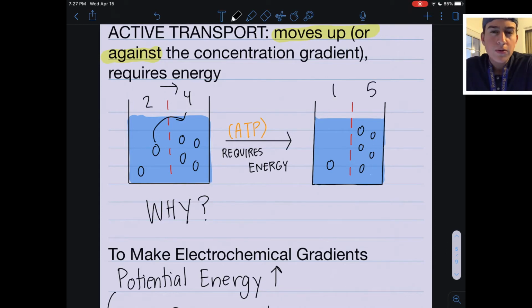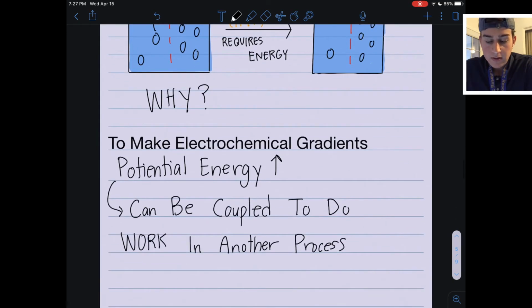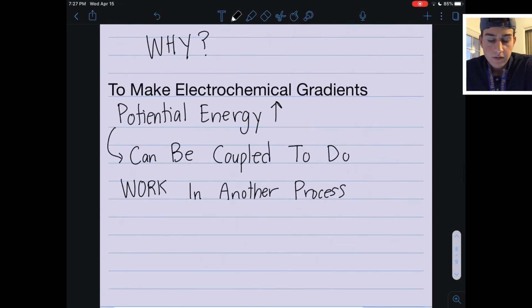But why? Why would we want to do that? That doesn't make any sense. The reason why is to make an electrochemical gradient, and therefore you're going to increase the potential energy. And as we learn, or you guys will learn in the future, if you increase the potential energy, then you're able to use kinetic energy in the future. So if you do this, then you can couple this to do work in another reaction.